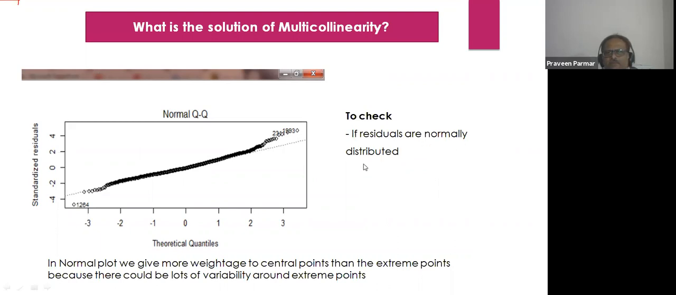If residuals are normally distributed, then... you see these are not normally distributed. In a normal plot, we give more weightage to the center points than the extreme points, because there could be lots of variability around the extreme points.